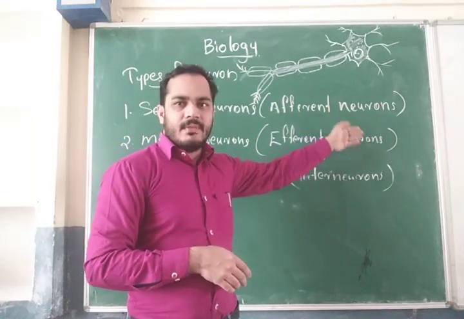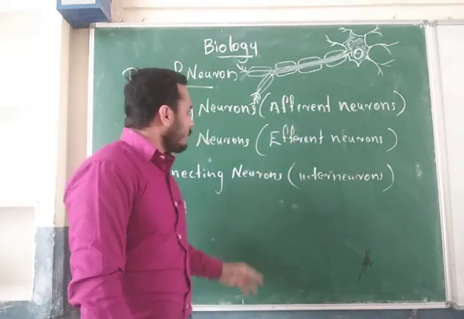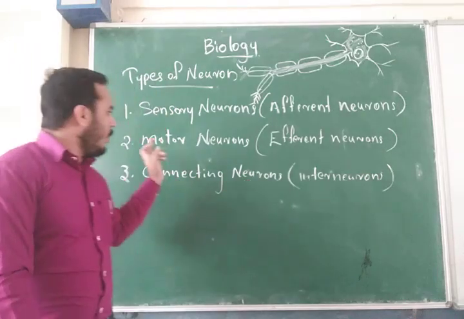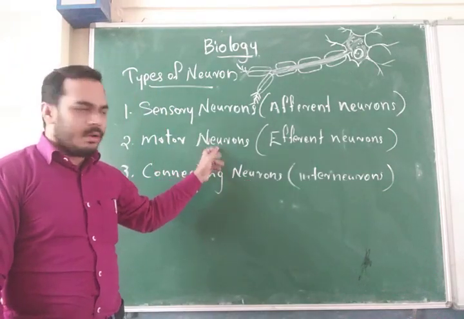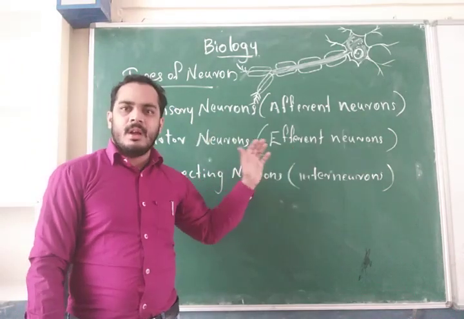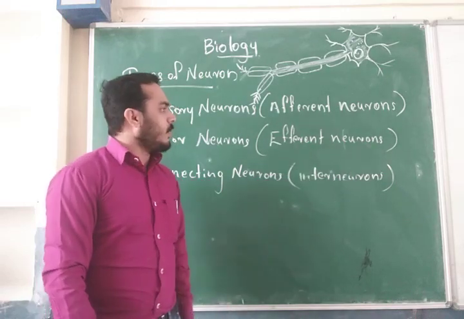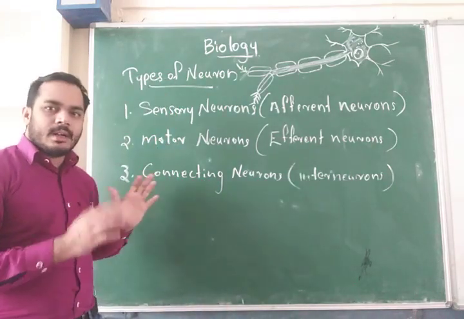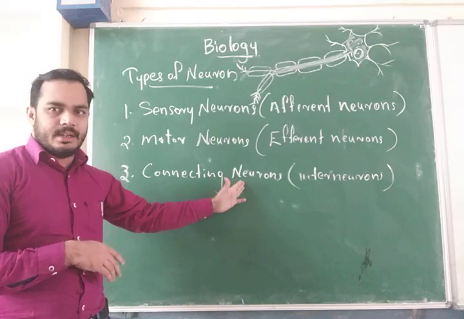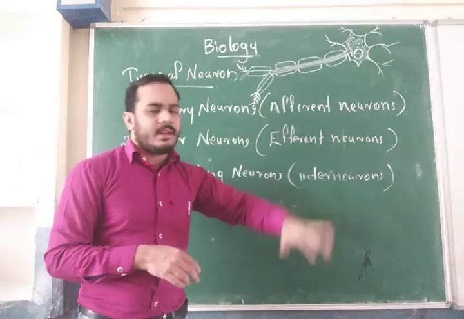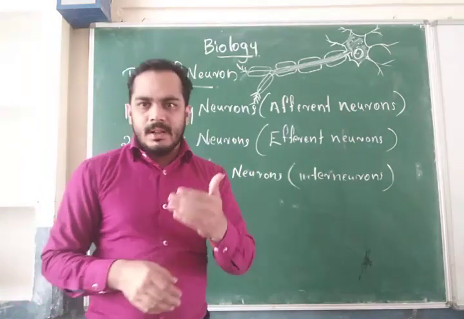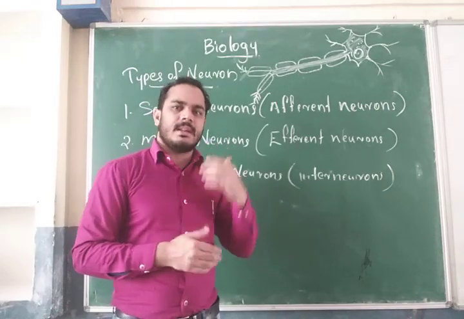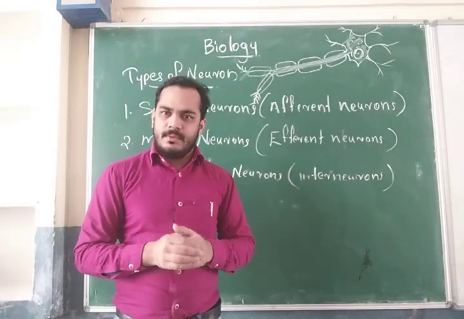First one, sensory neuron. What's the other name? Afferent neuron. Second one, motor neuron. Other name, efferent neuron. Third one, connecting neurons, or interneurons. Today I will give you the explanation about these three types of neurons.